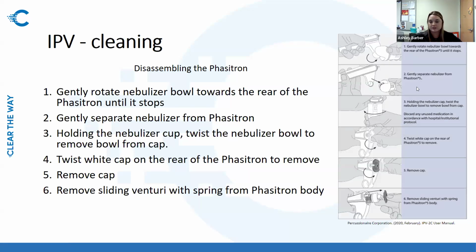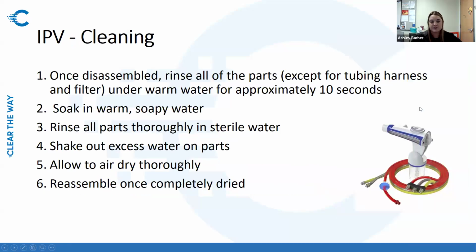Holding the nebulizer cup, twist the nebulizer bowl to remove the bowl from cap, and twist white cap on the rear of the phasotron to remove the cap, and gently slide the venturi with spring from the phasotron body. And then once you have all of those disassembled, you're gonna rinse all the parts except for the tubing harness and filter under warm water for approximately 10 seconds before you soak in warm soapy water. And then after you soak in warm soapy water, you're gonna rinse all the parts thoroughly in sterile water and shake out excess water and allow to air dry before reassembling.